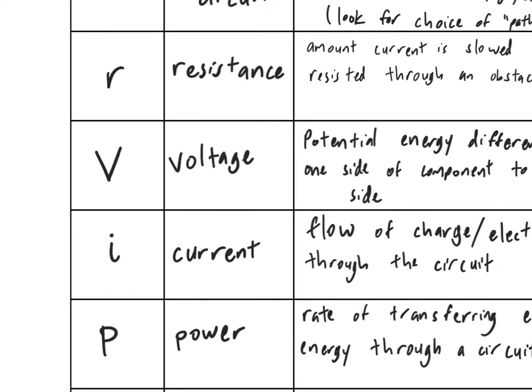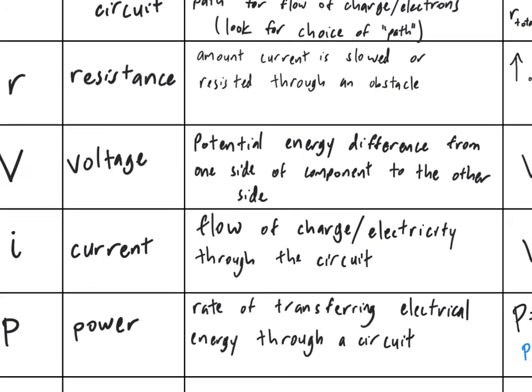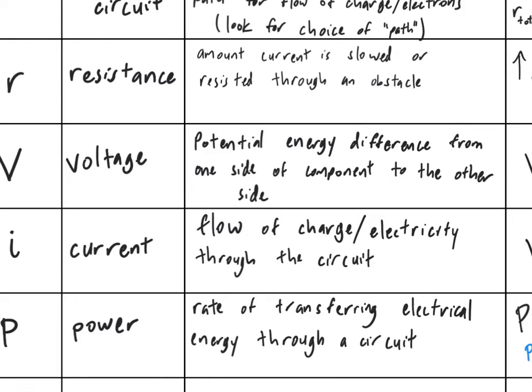All right, so resistance is the amount the current is slowed down or resisted as it goes through an obstacle. So every time the current goes through a component in the circuit, it's going to be resisted in some way. It'll slow the current down a little bit.